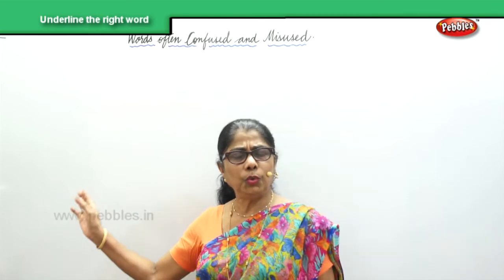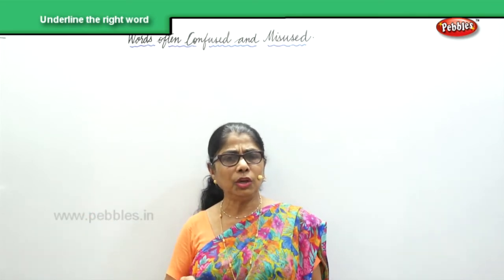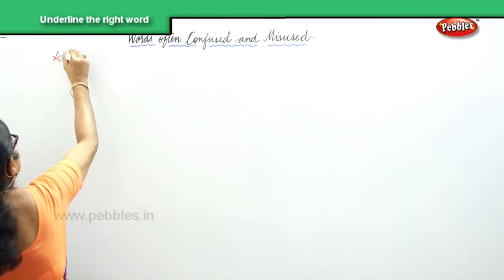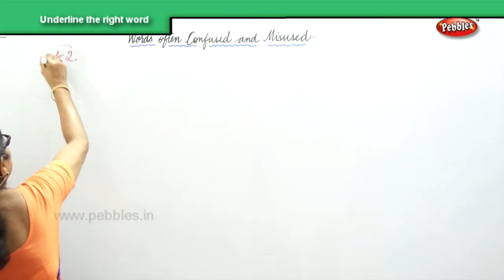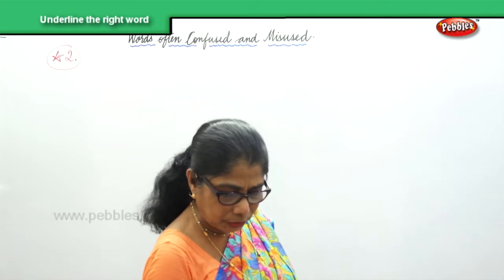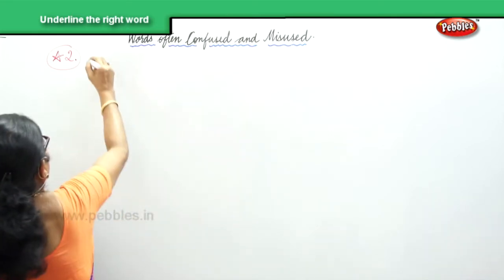Now we'll do another exercise where you will underline the correct word. Again, I'll give you two words and you will underline. So we are going to do a second exercise. Exercise number 2. And in this, you're going to underline the right word given in the brackets. Okay, that's the second one.